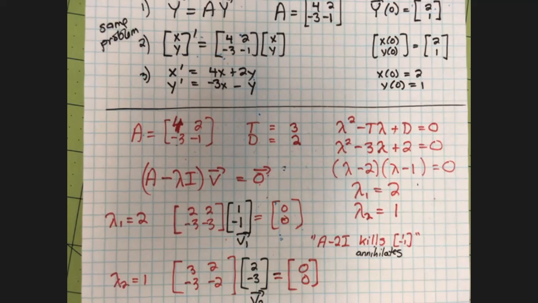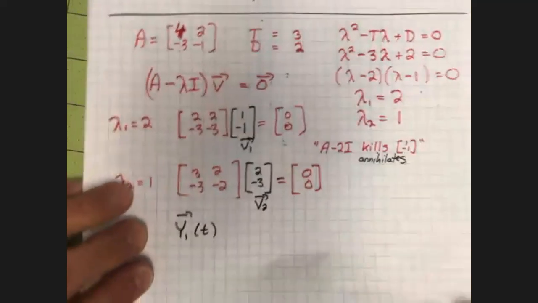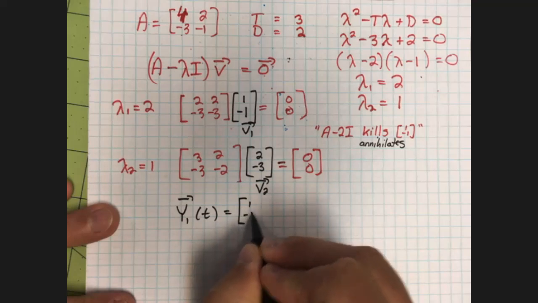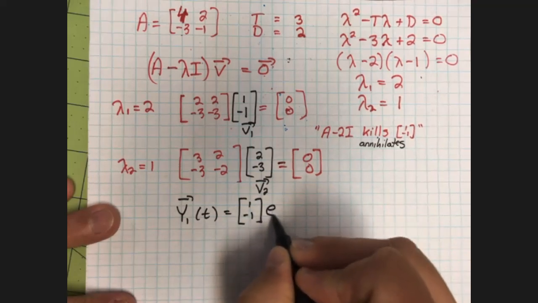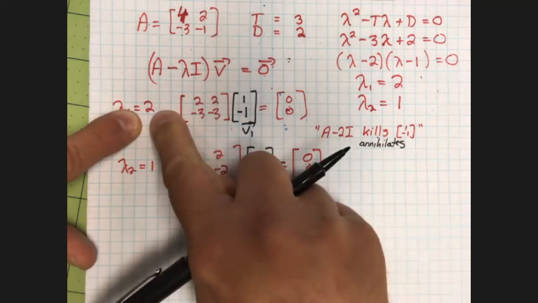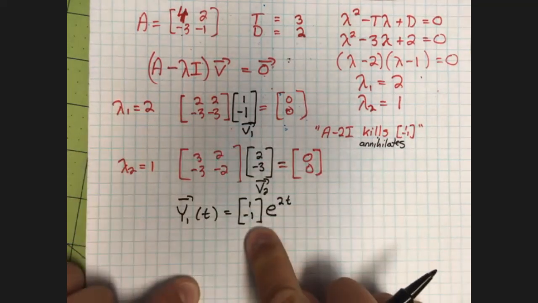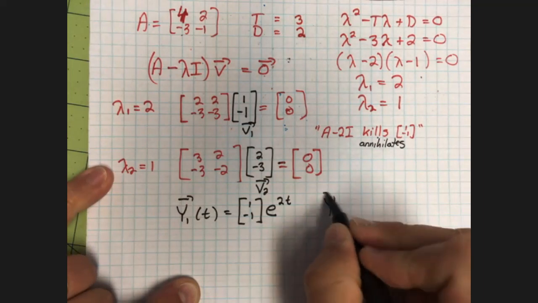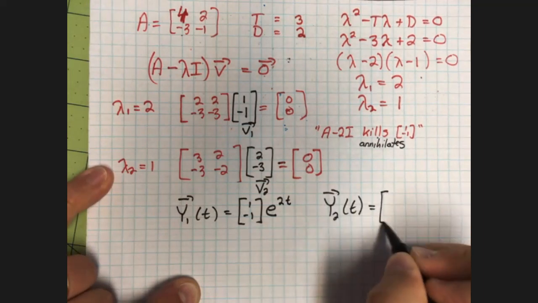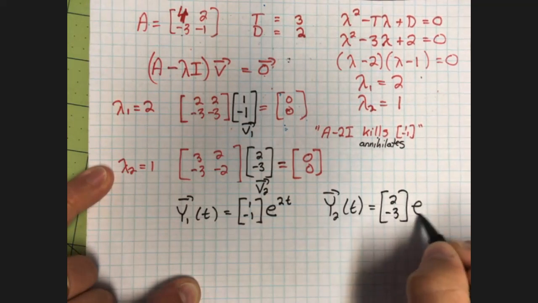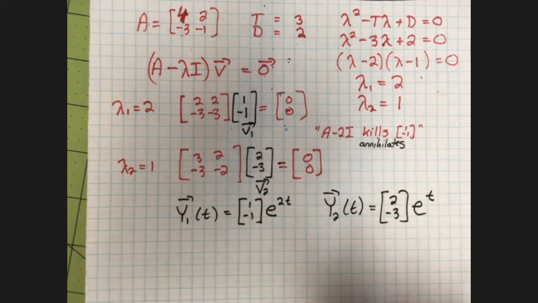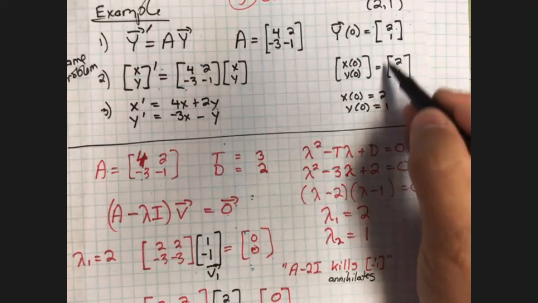y1 of t, sorry, paper up, is 1, -1 e to the 2t, eigenvector times e to the eigenvalue t, and y2 of t is 2, -3 e to the 1t. I'll just write e to the t. Now, what are we going to do? We wanted a solution that goes through 2, 1, right?